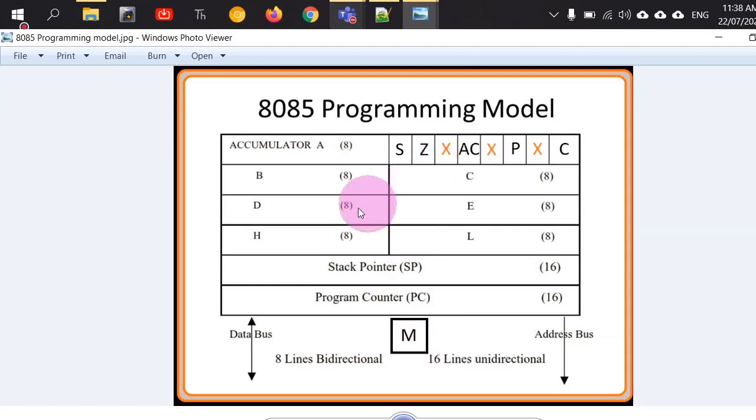Similarly, BC and DE pairs can also be used to achieve the same task that the HL register has been achieving, but not with the M register, but with the accumulator register. And here we won't call them pointer registers. I mean, we won't say that the DE register pair can hold the address of something, and the A register will automatically contain the value placed at that address. So this word "automatically" is underlined. The A register will not automatically have that.